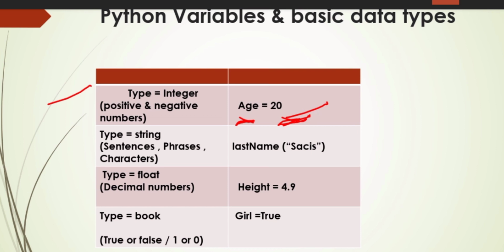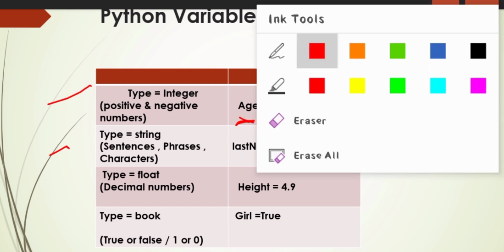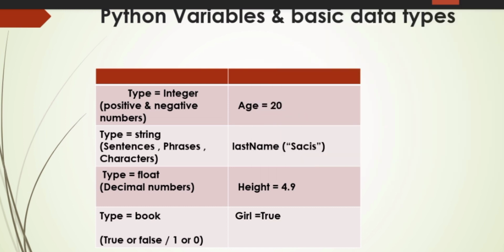Next data type, string. A string is a sentence, phrases, or characters, and it is in double quotes. For example, Sasis is the name: the identifier is last name, the value is Sasis.